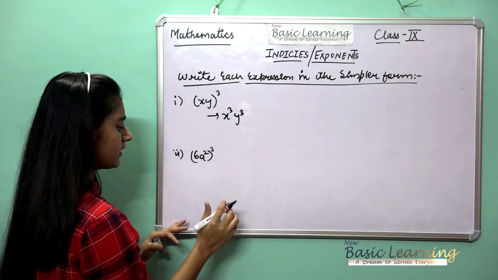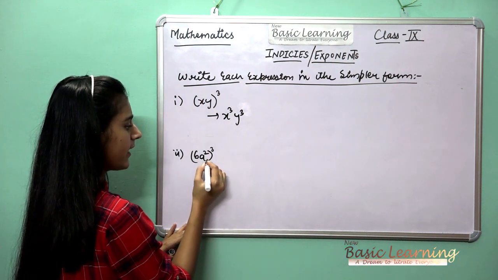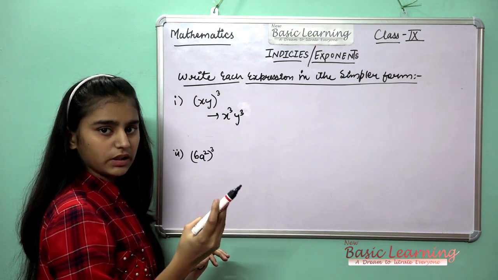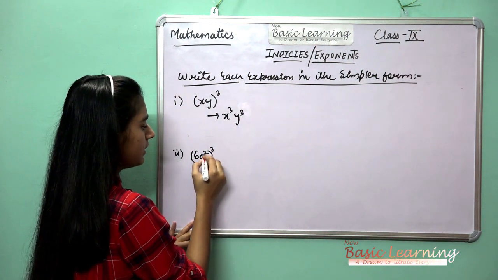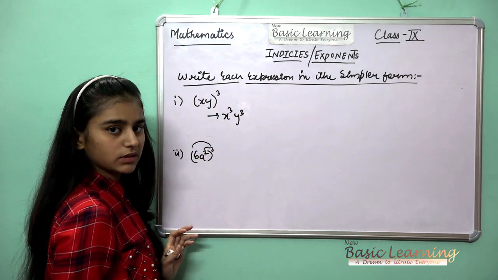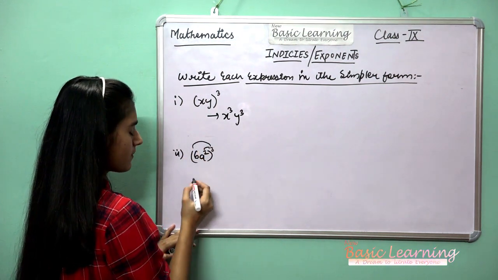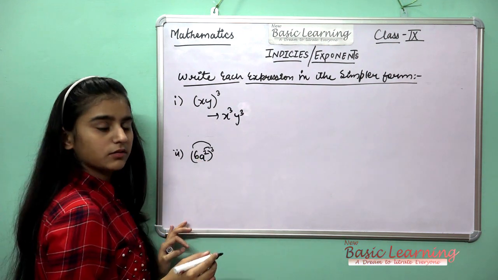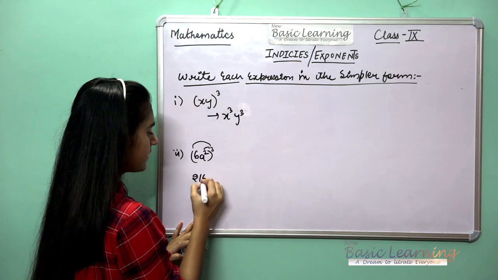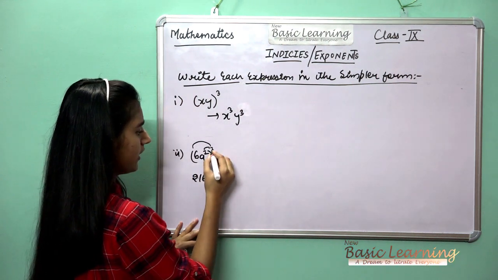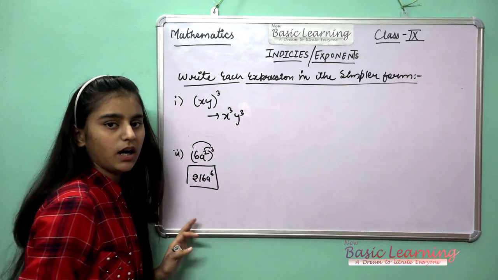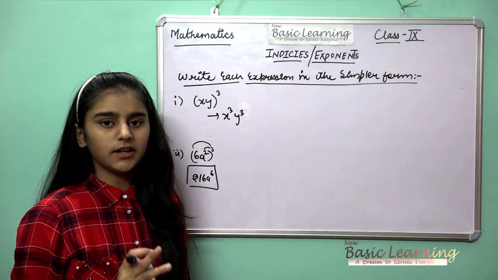Now let's take another part, that is (6a square) to the power 3. That means we are going to raise 6 to the power 3, and also a square to the power 3. You can say that the cube of 6 is 216, and a, and 3 times 2 is 6. This was the answer. Now let's check the third question.